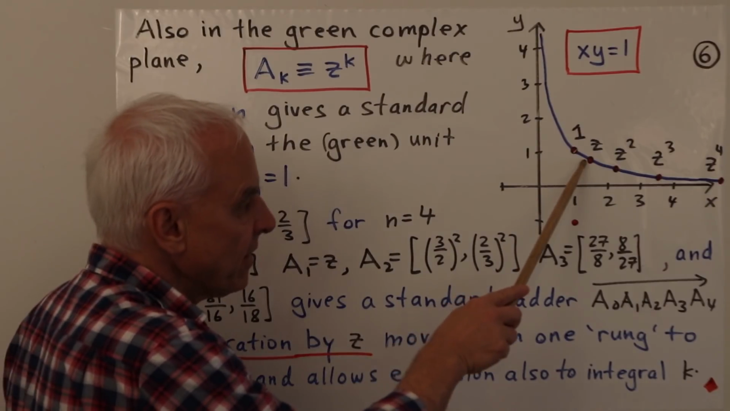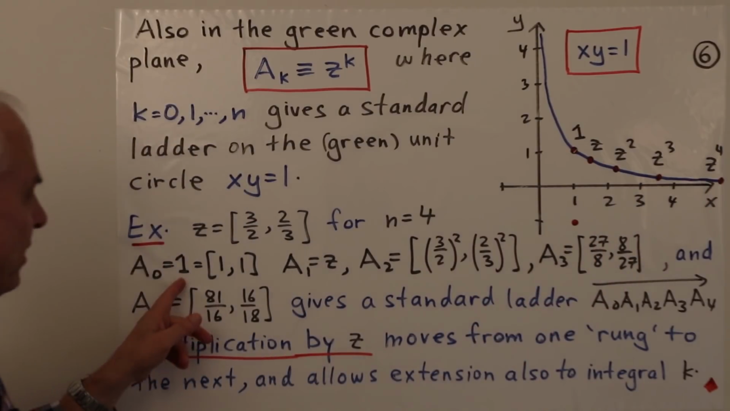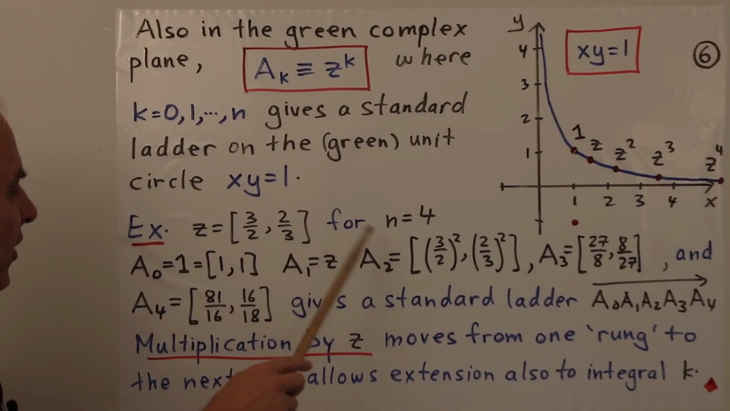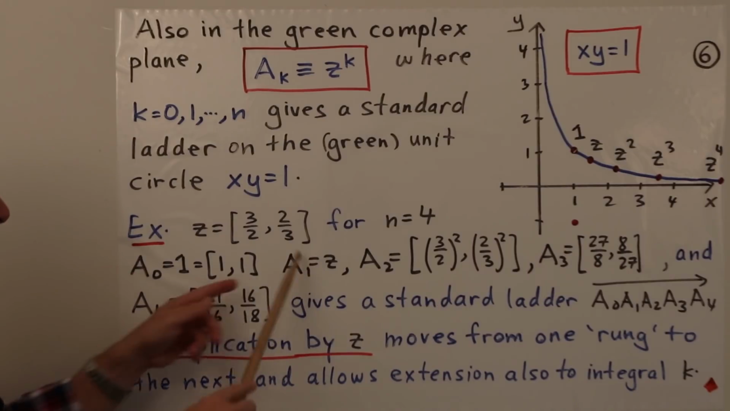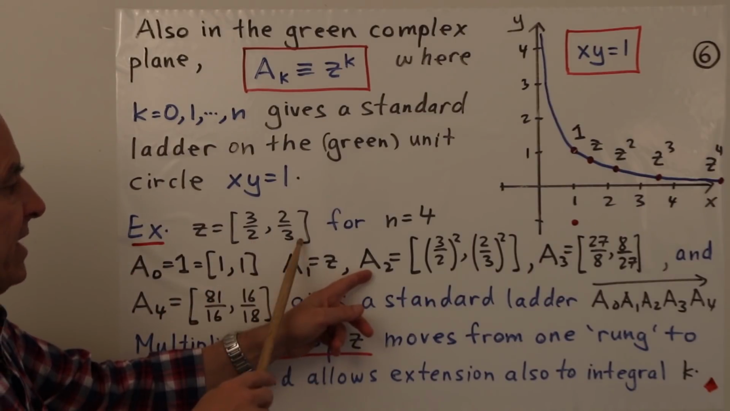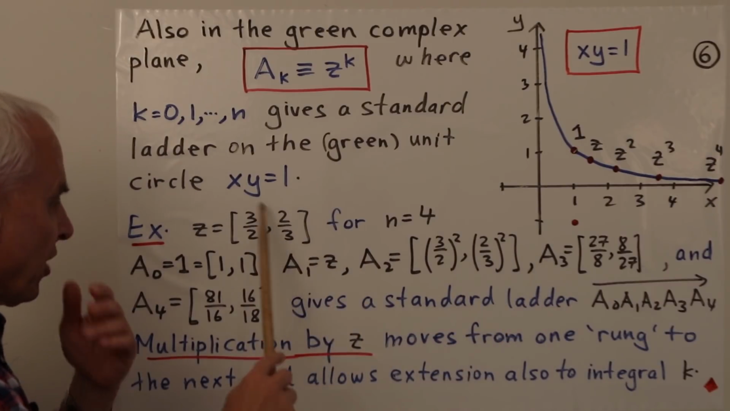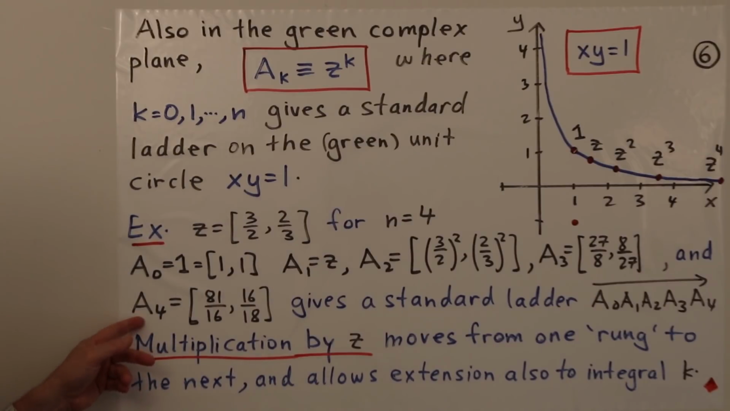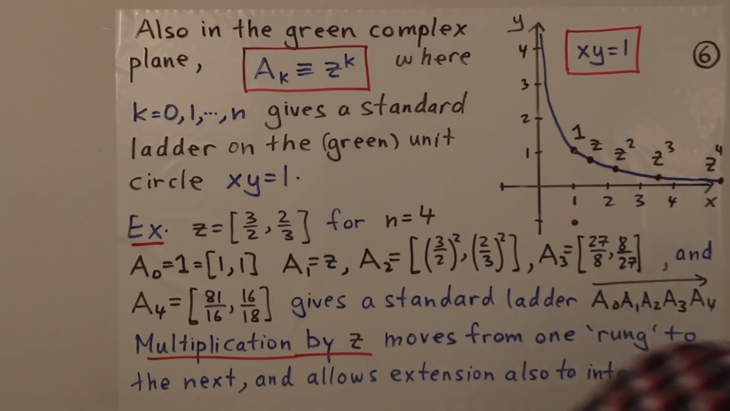So if that is Z, then there's Z squared, Z cubed, Z to the 4th. Here they are explicitly. If Z is 3/2, 2/3, then a0 is 1, which is the point (1,1). a1 is that one. a2 will be this thing squared, so 3/2 squared, 2/3 squared. a3 will be this thing cubed, in other words 27 over 8 and 8 over 27. And a4 will be the 4th powers, 81 over 16 and 16 over 81.